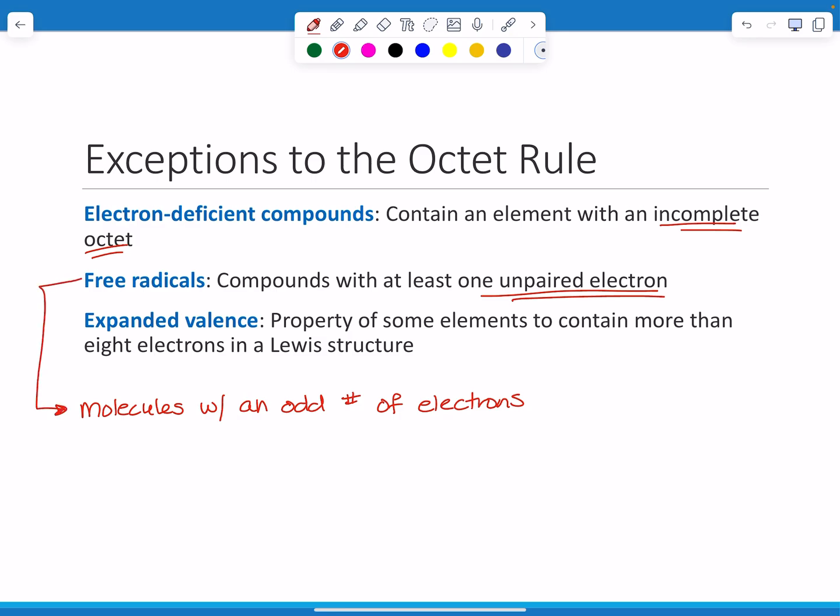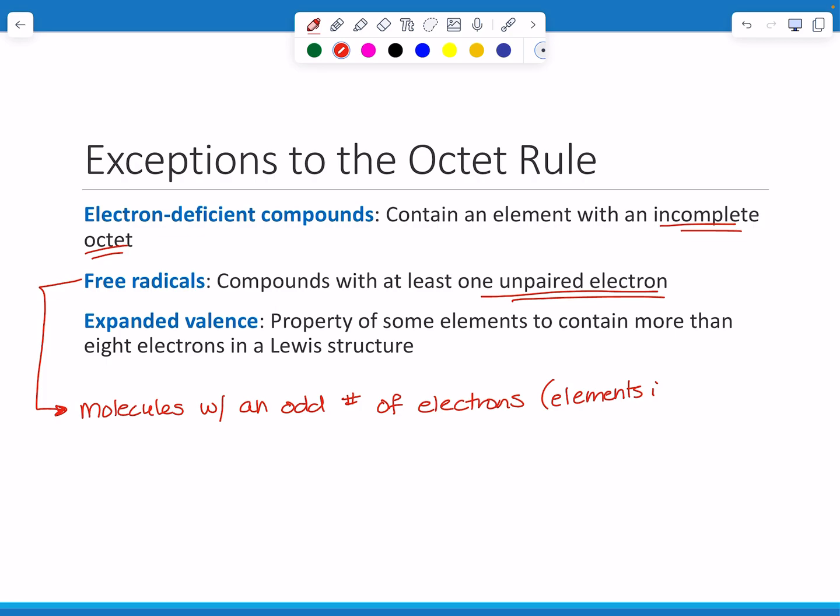Those come from things like group 5 and group 7, which have odd numbers of electrons. So if you have an odd number of atoms from group 5A and 7A in your molecule, you're going to have an odd number of electrons.